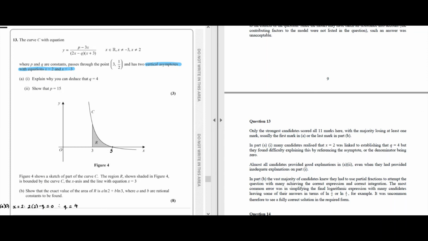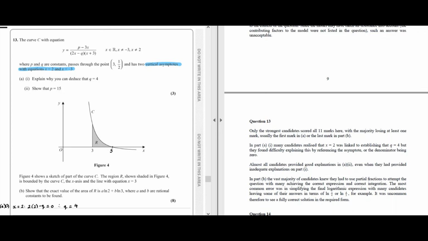Question 13. Only the strongest candidates scored all 11 marks here, with the majority losing at least 1 mark, usually the first mark in part A, or the last mark in part B. In part A, many candidates realised x equals 2 was linked to establishing that q equals 4, but they found difficulty explaining this by referencing the asymptote or the denominator being 0. Almost all candidates provided good explanations in the second part of part A, even when they had provided inadequate explanations in the first part.